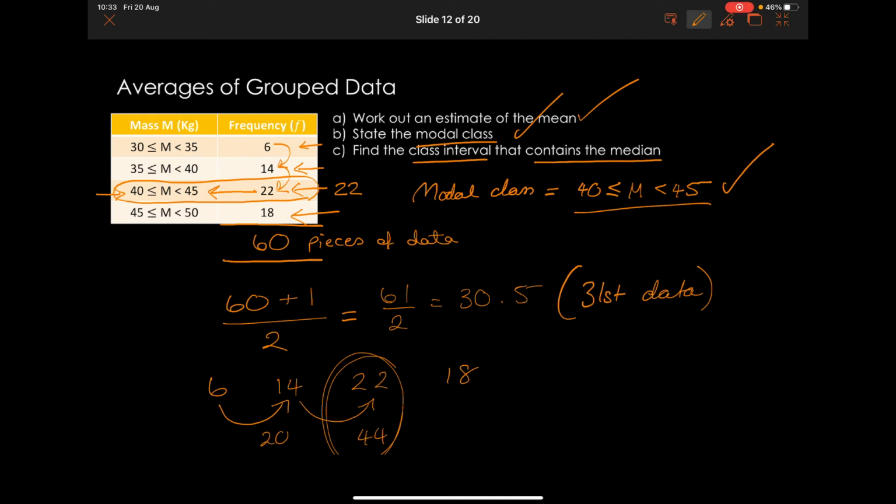So again, the median class interval is also between 40 and 45. Oops. All right, so hopefully you are more confident now with working out the class intervals.